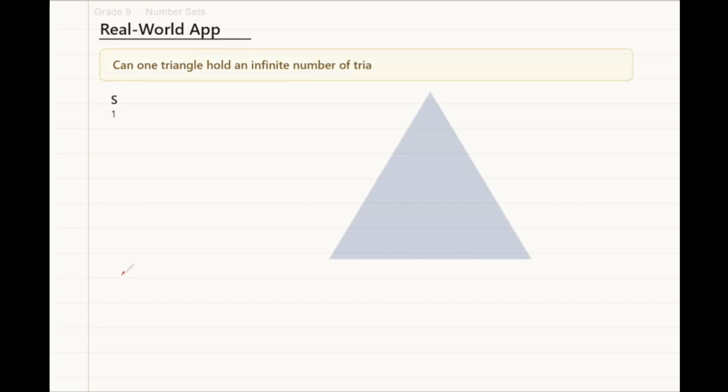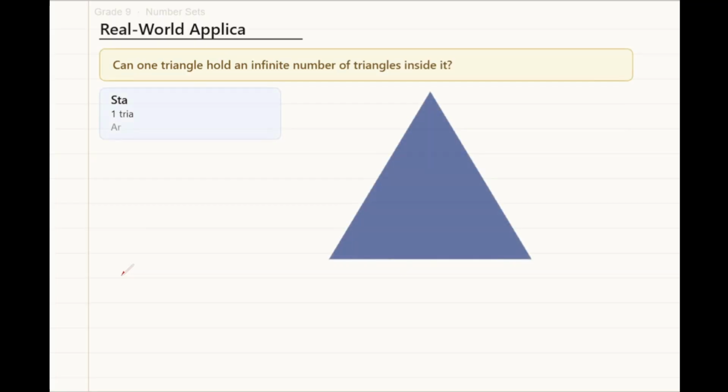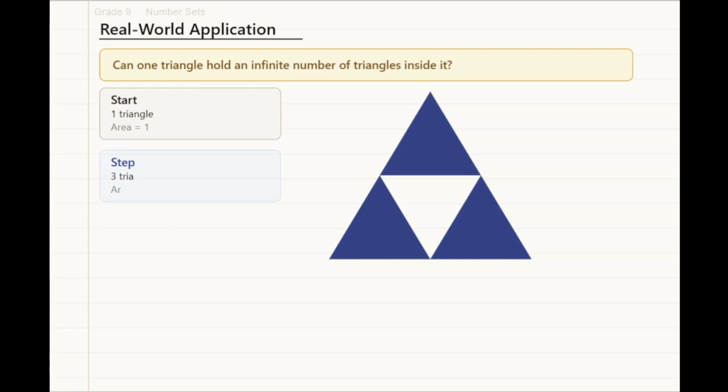Okay, now for the real world part. Here is my question. Can one triangle hold an infinite number of triangles inside it? The answer is yes, and I'll show you exactly how. This is called the Sierpiński Triangle. It is a fractal, a shape made by repeating one simple rule again and again.